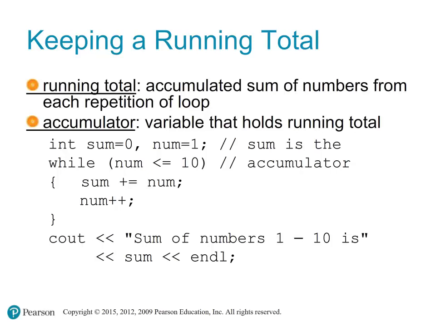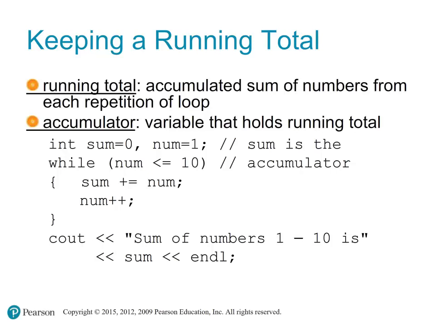These slides introduce the concept of a running total and an accumulator in the context of a while loop. A running total is the accumulated sum of numbers from each repetition of a loop. Running total is the ongoing sum of numbers during each iteration of the loop. Accumulator is the variable that holds the running total. In this example, it is sum.